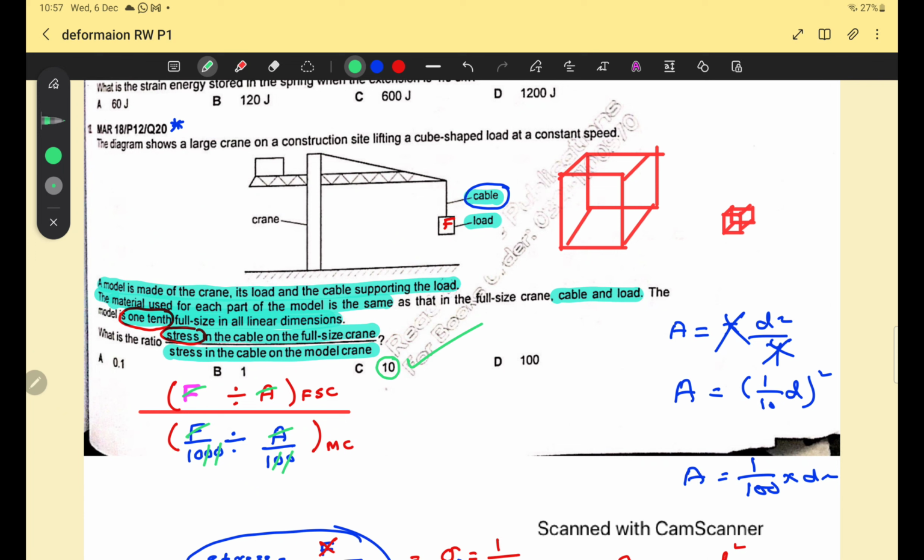I am giving you its recording, and as I said, deformation MCQs are very difficult. So we have explained, and I am stopping my recording.